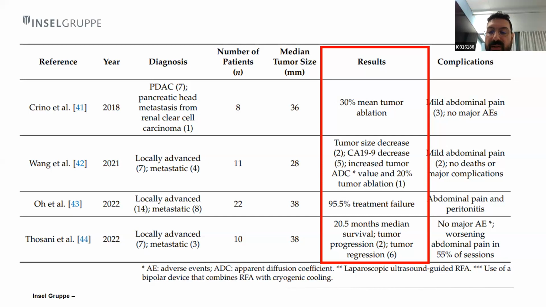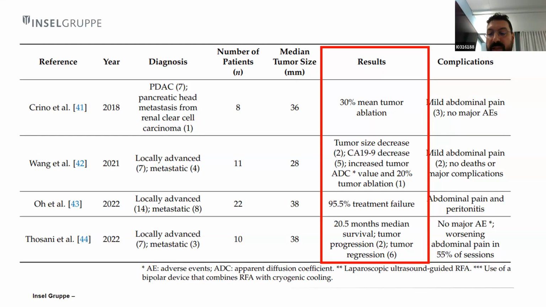And a complication rate of 3.74% was reported out of the total of 107 procedures performed. And notably, they found a median overall survival of 24 months among patients treated with EUS RFA.